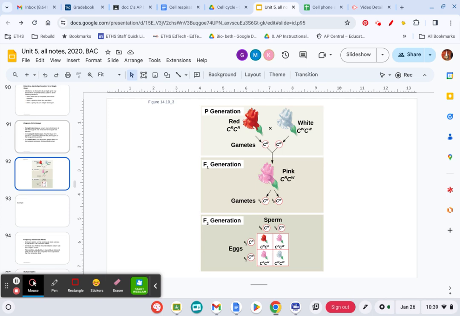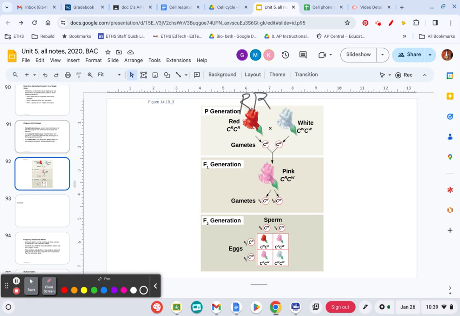This example is showing you incomplete dominance. Here I have red flowers and I have white flowers. The way this is set up, they'll tell you these are snapdragons, a kind of flower, and they exhibit incomplete dominance. You usually assume complete dominance, but if they say incomplete dominance, then you're going to use a different set of rules. In that case, you don't have a dominant and a recessive allele.